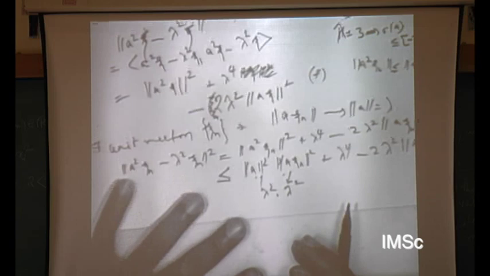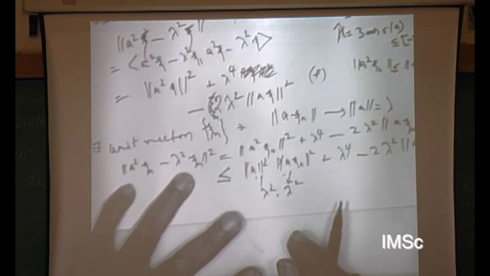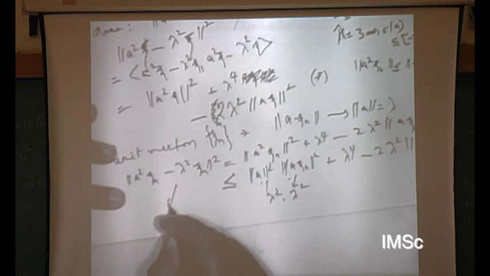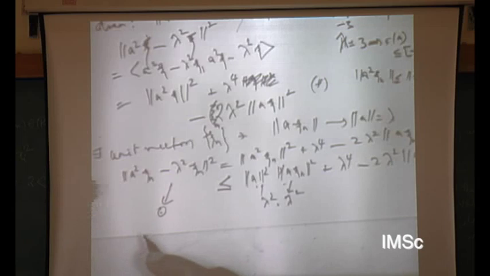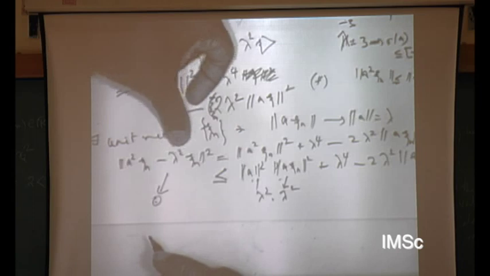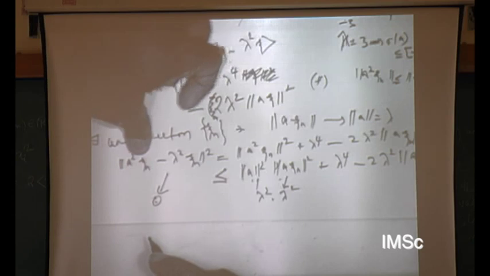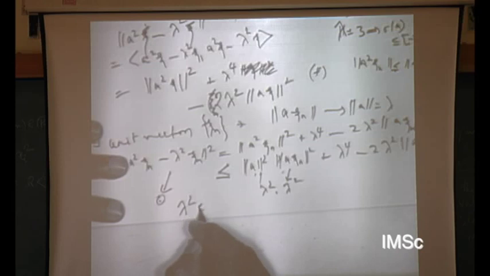And so the conclusion is that A squared psi n minus lambda squared psi n converges to 0. The psi n are unit vectors. That means lambda squared is an approximate eigenvalue of A squared. So this shows that lambda squared is in the spectrum of A squared.